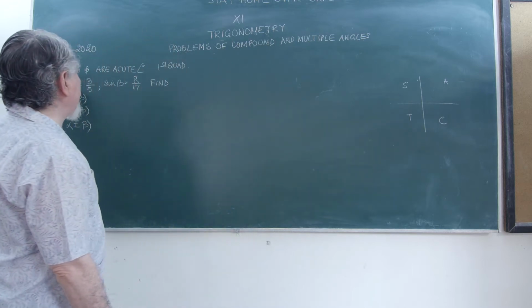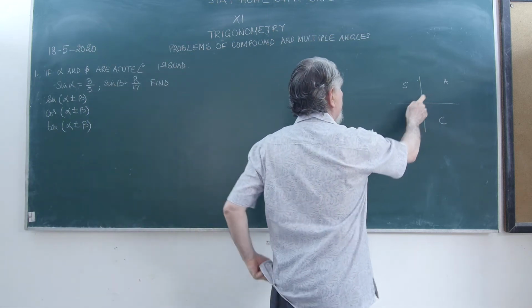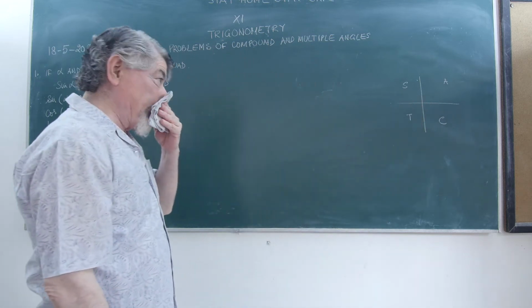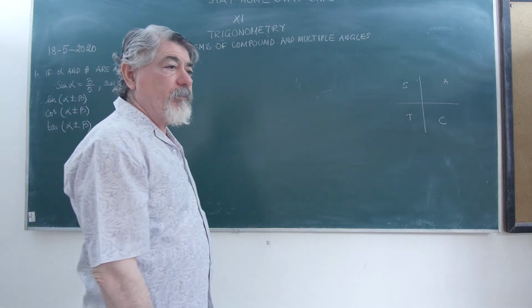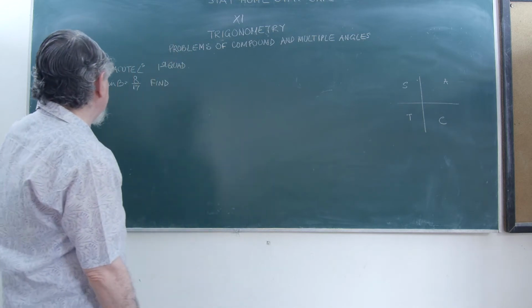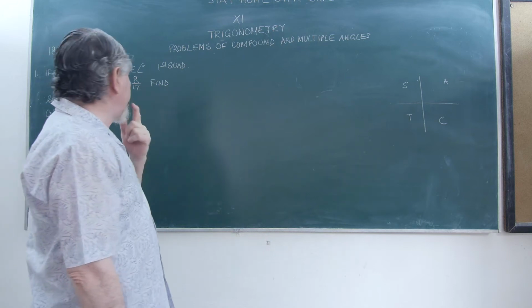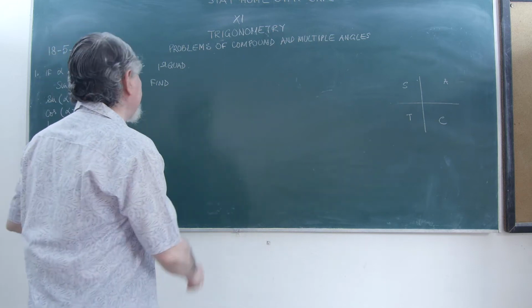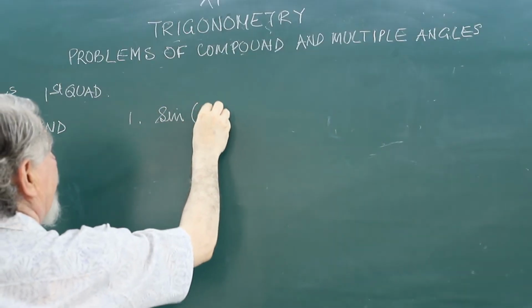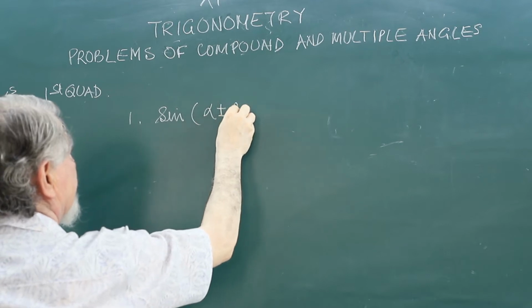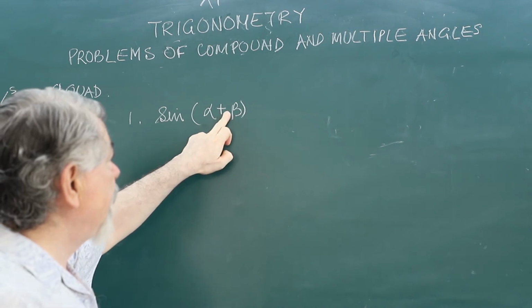Now he has given you alpha and beta are acute angles. If they are acute angles, they are going to fall in the first quadrant, and all trigonometric ratios are going to be positive. He says sine alpha is 3 upon 5, sine beta is 8 upon 17. He wants us to calculate number 1, sine of alpha plus beta and then alpha minus beta.